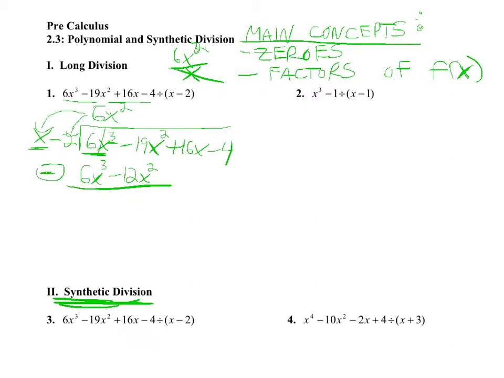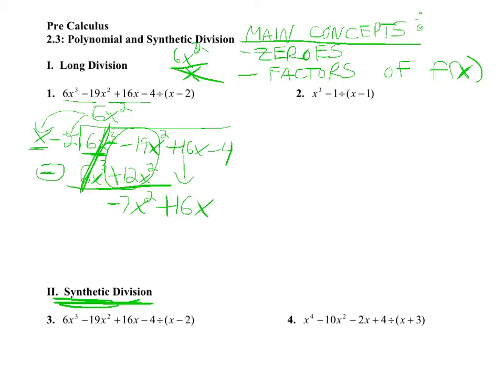So 6x cubed minus 6x cubed, they cancel. When we subtract, this actually changes to a positive because you're subtracting negative 12x squared. So negative 19x squared plus 12x squared is negative 7x squared. Then I can bring the 16x down. Right? I bring this down. Then I do the whole process again.